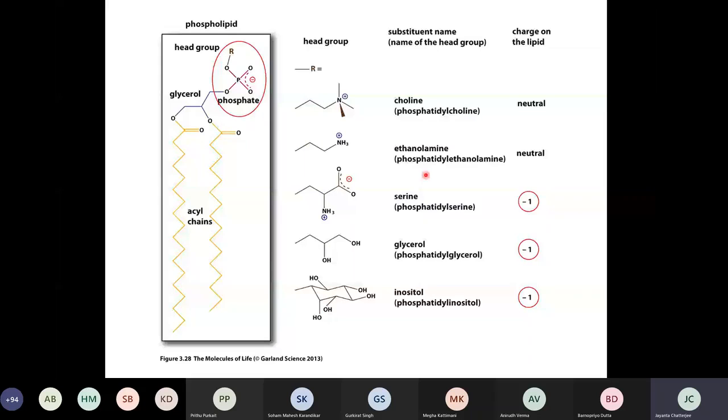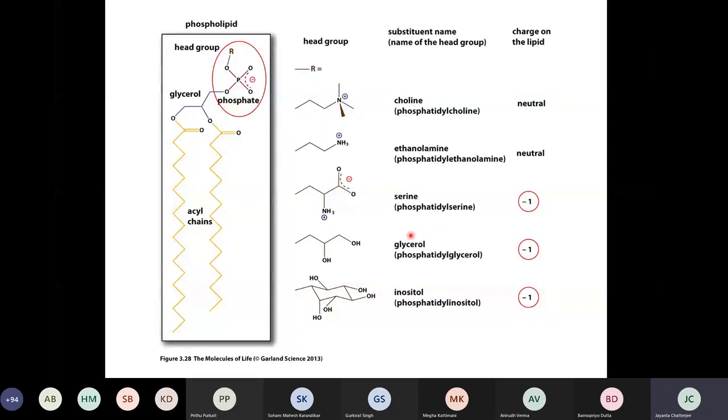If you look into the charge on the lipid, since the phosphate group already has one negative charge, if you have a positively charged R group, you get a neutral molecule. So phosphatidylcholine and phosphatidylethanolamine both are neutral. But if you have a serine, which is an amino acid, the positive and negative charge essentially neutralize each other, and you have one negative charge. So this is a net negatively charged phospholipid.